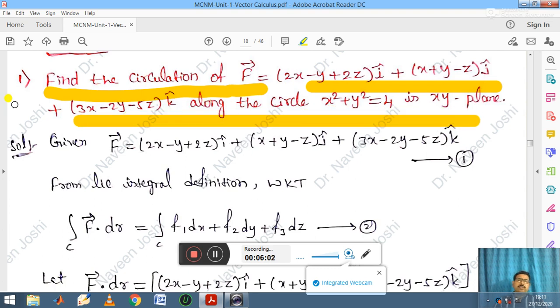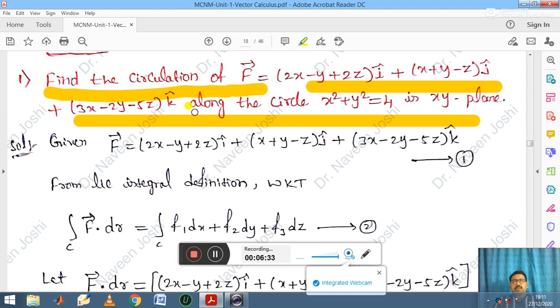See here, usually the problems related to line integral are asked in this way. That is, find the circulation. Find the circulation means the problems are related to the line integral. Or they may also ask to find the work done by the force, which is also related to line integral. Or directly they may ask to evaluate f dot dr. So f dot dr means it is a line integral. Okay, let's see this problem.